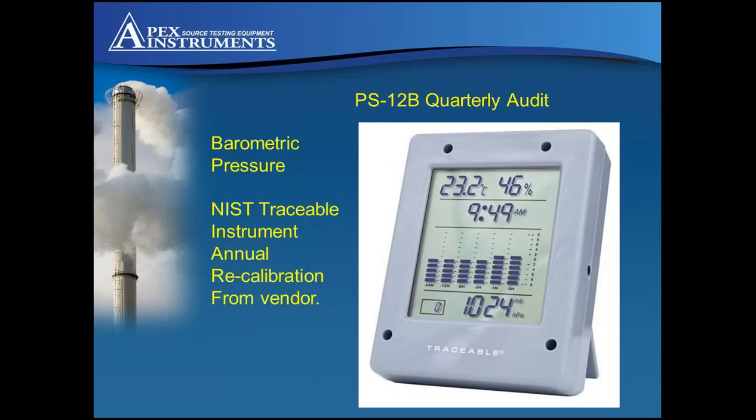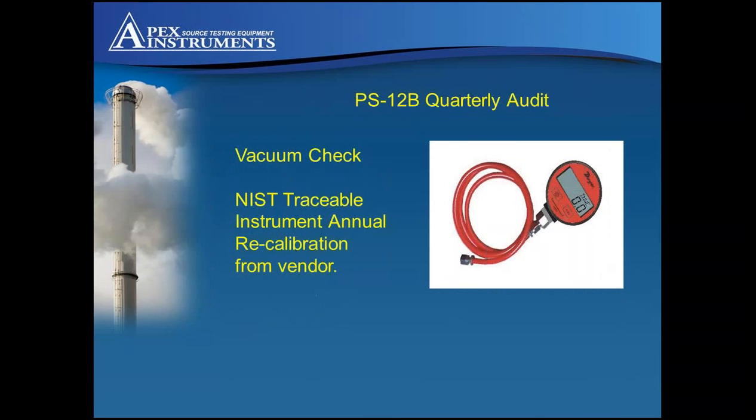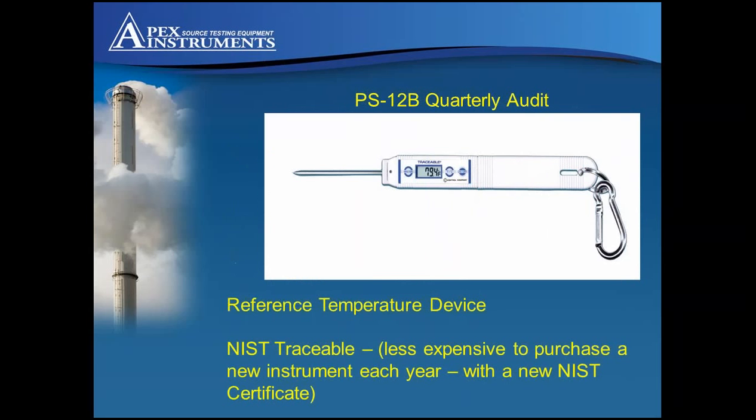We just have a couple examples of what would be in our toolkit, if you will, to do our audits. This is a handheld barometric sensor. It is traceable and comes with a certificate. This is a digital vacuum gauge. It is also traceable. The thermometer is traceable.